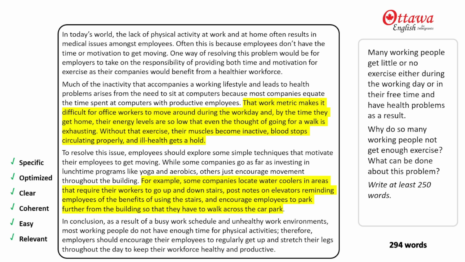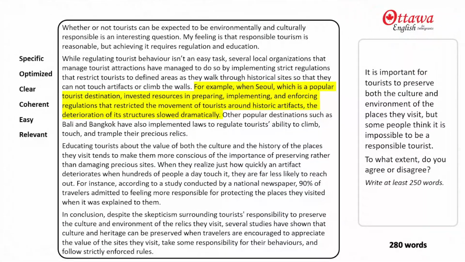So let's go on to an opinion essay and look for the same things. In this opinion essay about whether it's reasonable to expect tourists to be environmentally and culturally responsible, the first paragraph talks about how enforced regulations reduce the wear and tear on historic relics. So, for example, when Seoul, which is a popular tourist destination, invested resources in preparing, implementing, and enforcing regulations that restricted the movement of tourists around historic artifacts, the deterioration of its structures slowed dramatically.